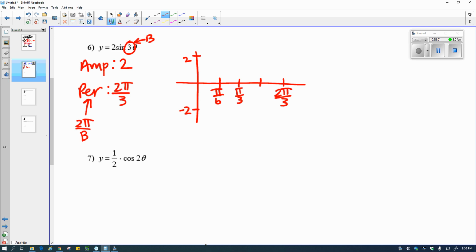Then I just count. So 1 pi over 6, 2 pi over 6, reduced down to pi over 3. 3 pi over 6 reduces down to pi over 2. And then 4 pi over 6 reduces down to 2 pi over 3. I'm graphing the sine function. Sine function starts at 0, so I do my 5-point method of graphing and sketch it in.